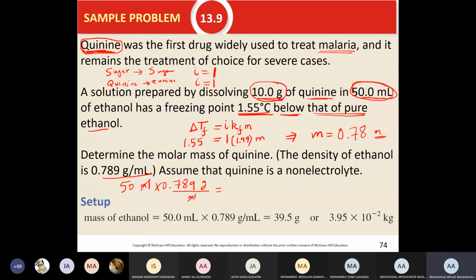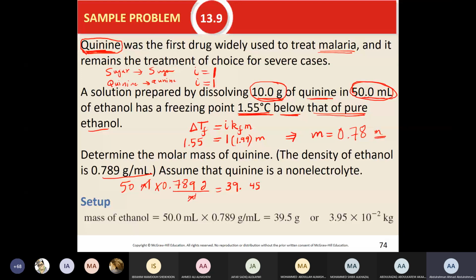Give me the answer quickly. 39.5. Are you sure? Give me more than one number. 39.45. Okay, good. Now, this is the mass of solution.